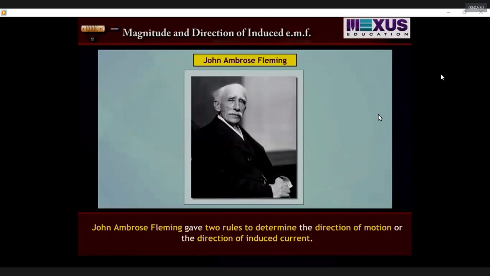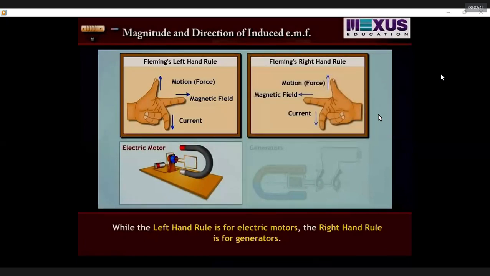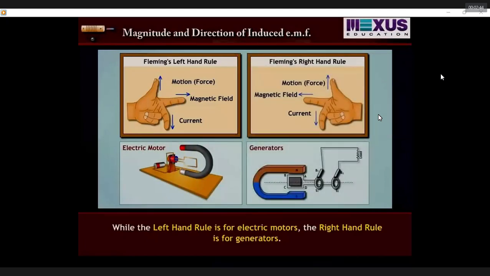John Ambrose Fleming gave two rules to determine the direction of motion or the direction of induced current. While the left-hand rule is for electric motors, the right-hand rule is for generators.